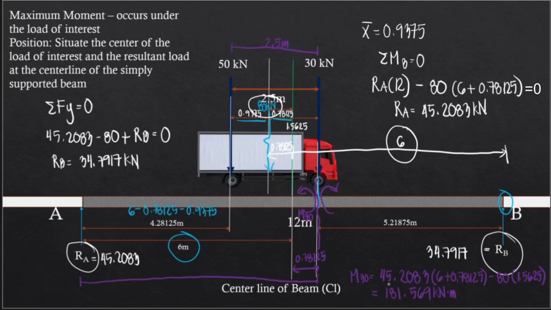Now sir, what did you mean earlier that we have 2 ways? This is not what I'm referring to. What I'm referring to is you can solve the moment under the 30 kN load considering the right side so that our solution will be more efficient.